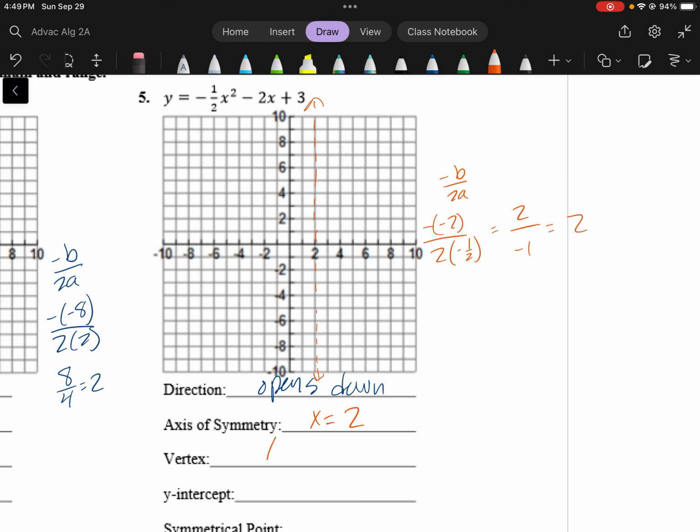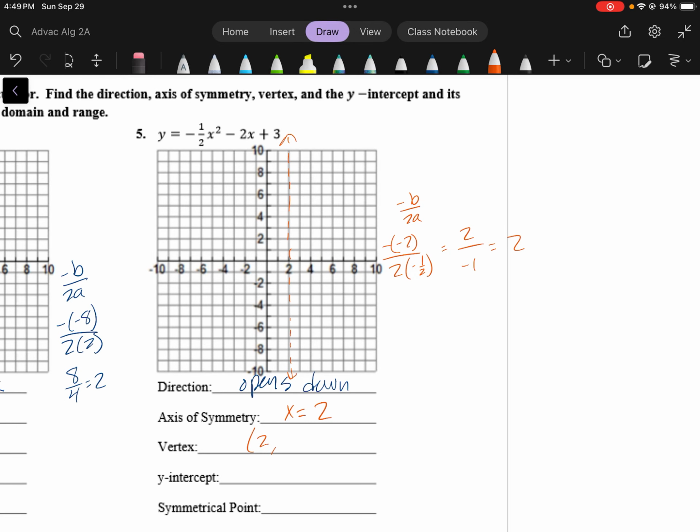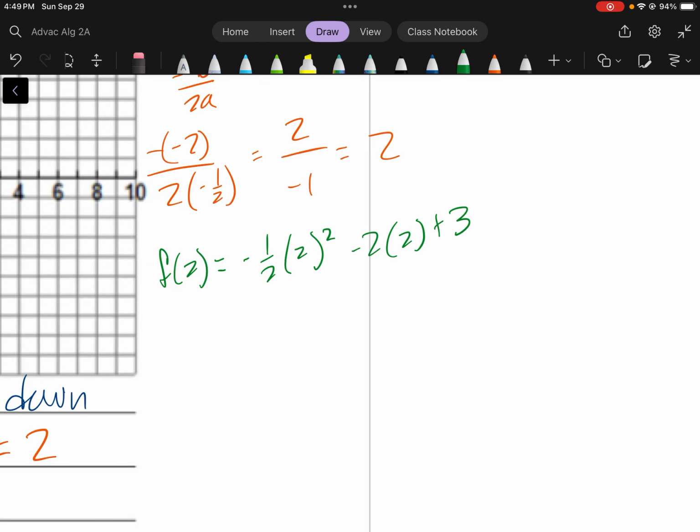Since the vertex is always going to be on the axis of symmetry, we can go ahead and fill in +2. Then I need to plug in 2 to the equation to figure out the y value. So this would be f of 2 equals -1/2 of 2 squared minus 2 times 2 plus 3. PEMDAS rules, 2 times 2 would be 4. Half of +4 would be 2 with the negative, so -2. That's -4 plus 3.